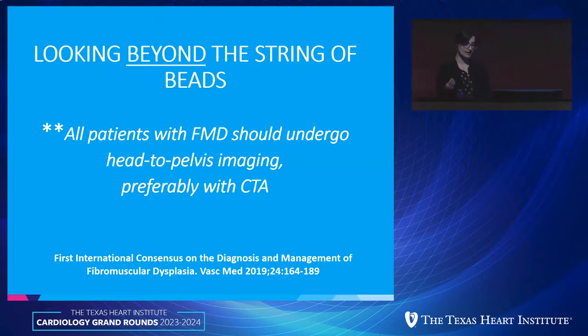And that's why every single patient with fibromuscular dysplasia should be getting head to pelvis imaging, preferably with a CTA, to screen for other areas of involvement, aneurysms, and dissections. And the reason why I push for CTA over MRA, particularly below the neck, is motion artifact will sometimes mimic the beads of FMD, or you'll miss smaller aneurysms. So CTA tends to have better resolution as a one-time screening test for that reason.